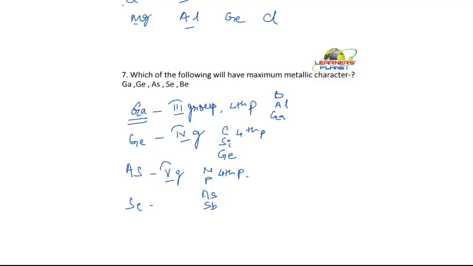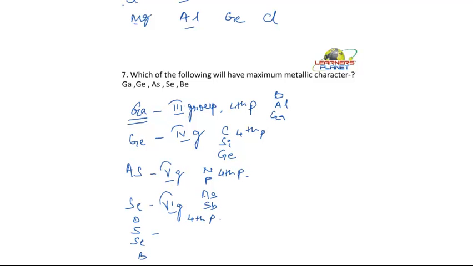Right? Selenium. It is what? Sixth group. And which period will it belong to? This is oxygen, sulfur, selenium. It is again the fourth period. Okay? So this is selenium, fourth period.